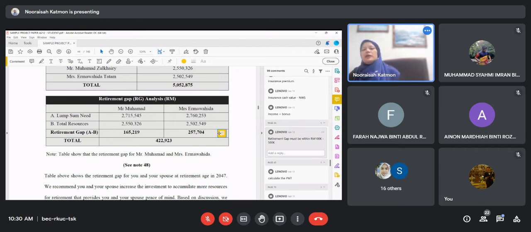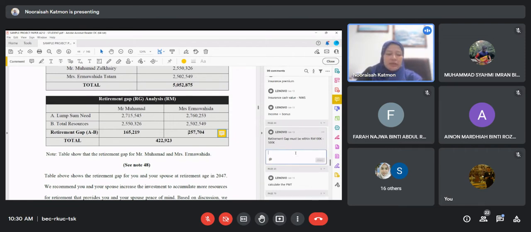Please remember that your client must have a retirement gap. Make sure that the lump sum need is higher than the resources. And the amount of gap should be decent, in the sense that the gap must be within 100K to 500K.